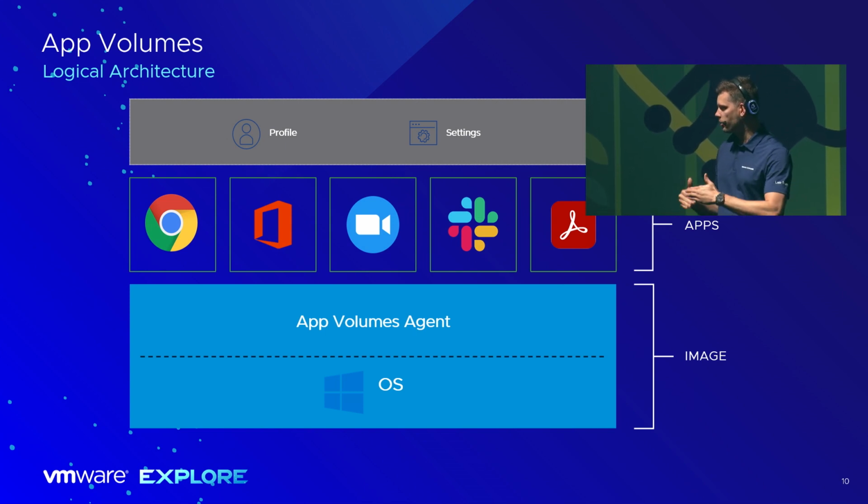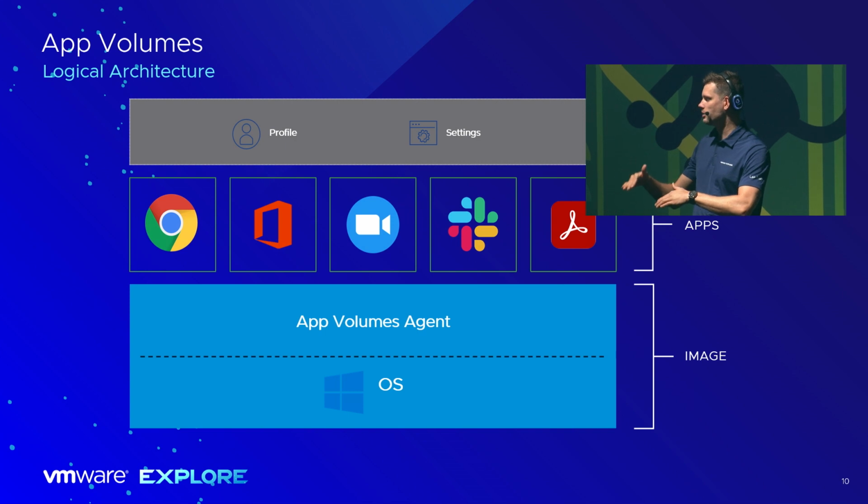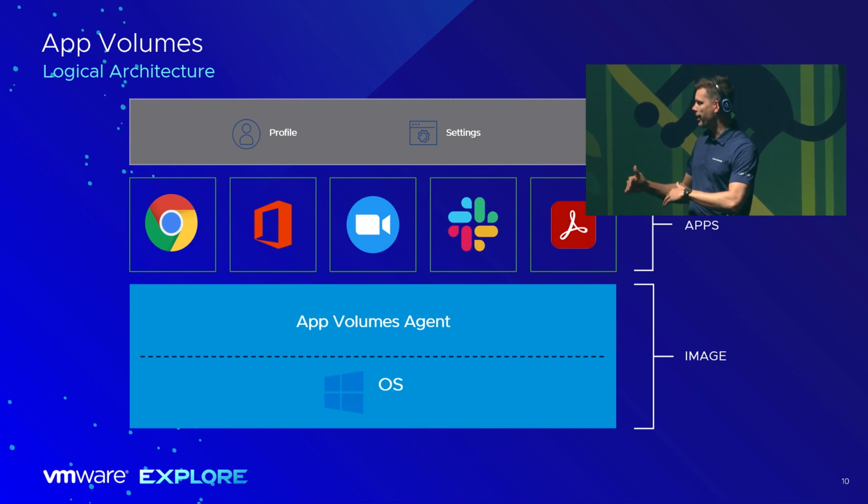And again, I know it shows here AppVolumes agent on top of the OS, and then the apps above that. But this isn't really a layering method such as Unidesk and some of those other features, but it really is a merger between the two, and that's the reason that we're able to deliver those on demand and not just at logon.